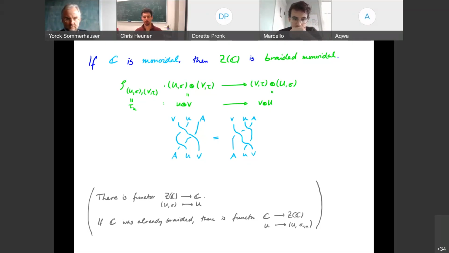But I claim it's in fact braided monoidal, so that out of thin air, this new category now has a braiding on it. This is a bit involved, and I'm not sure I can reconstruct it looking at here, but I tried to draw it here, and this is what it is. If you have two objects in the new category, U with half braiding sigma, V with half braiding tau, I need to construct a braiding on them.